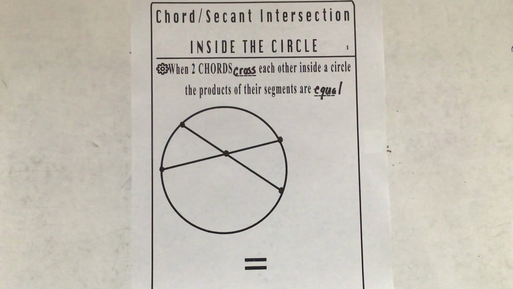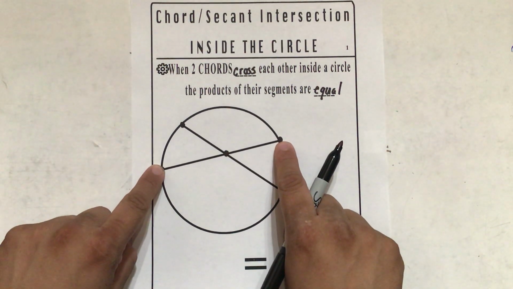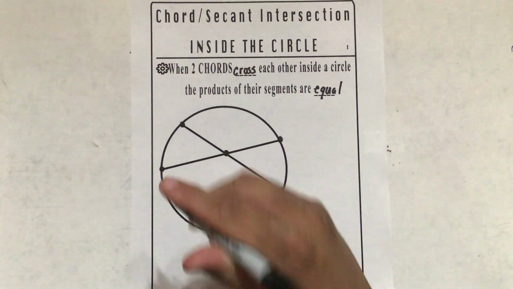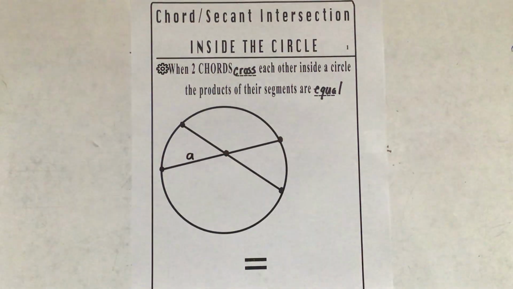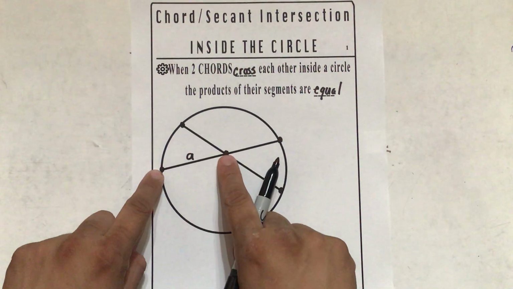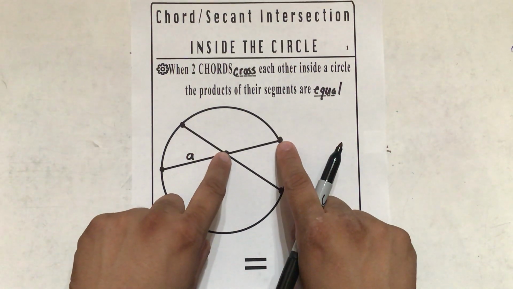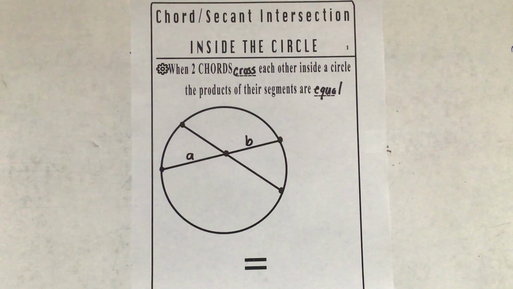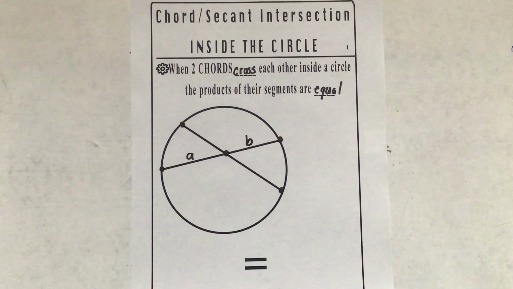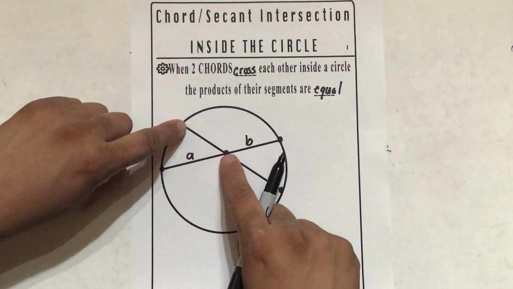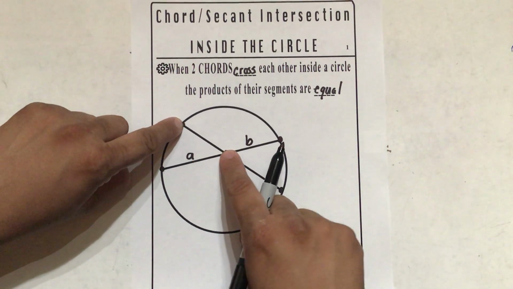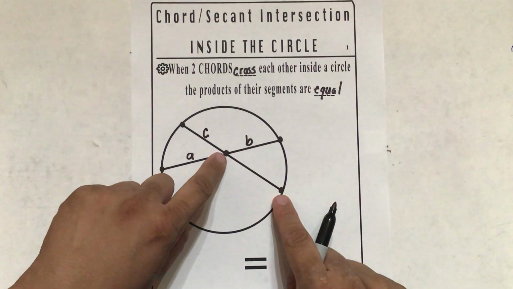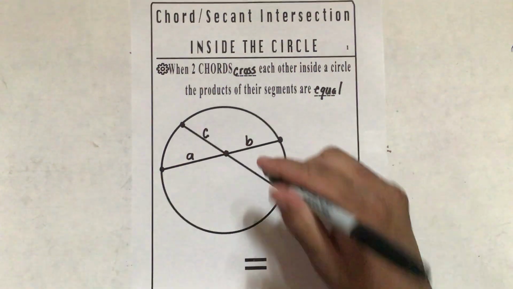So let me name the segments. Let's start with this chord first. From here to here, I'm going to name A. From here to here, I'm going to name B. All right? So we took care of one chord. Let's do this chord now. This segment from here to here is called C, and then this segment from here to here is called D.